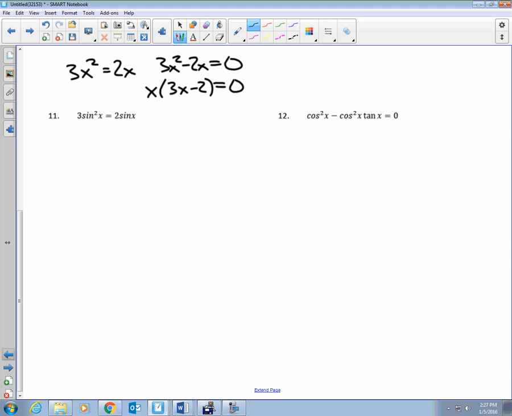The difference is instead of an x, I have a sine of x. So we have 3 sine squared of x minus 2 sine of x is equal to 0. I've subtracted them over to one side. What is the common factor I could take out? Sine of x. And when I take out a sine of x, what are you left with here? 3 sine of x minus 2.